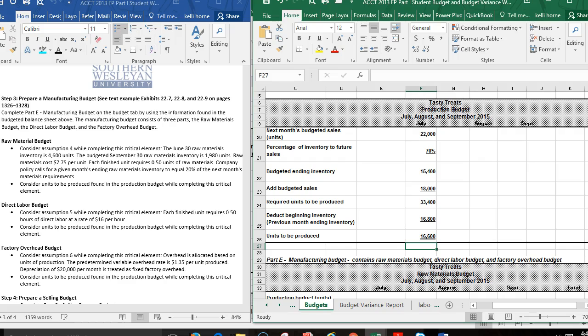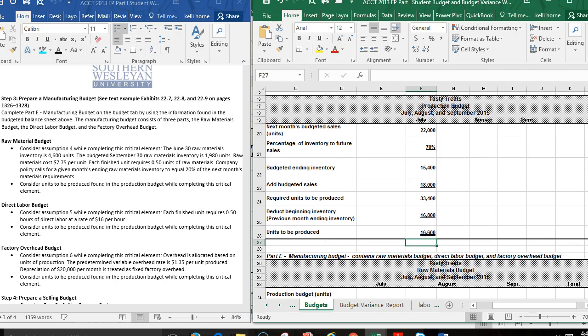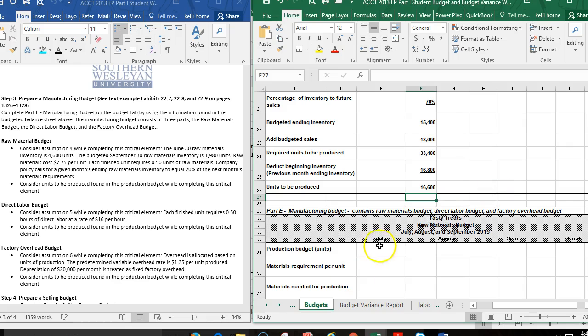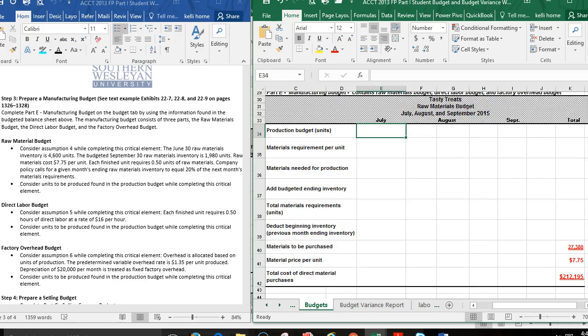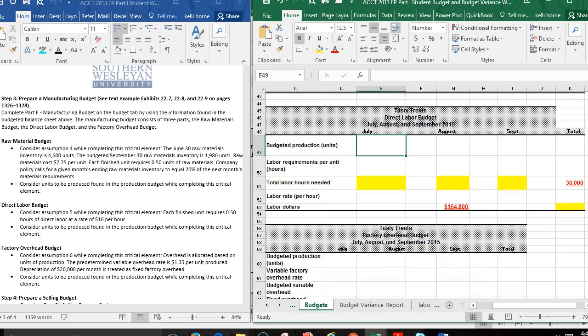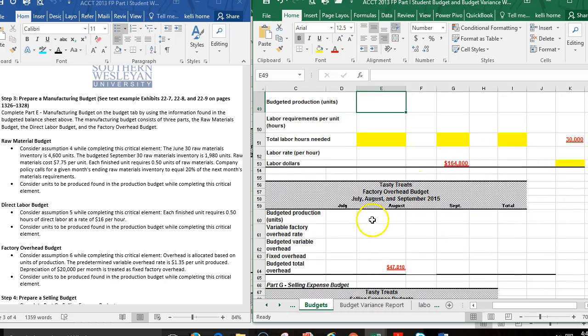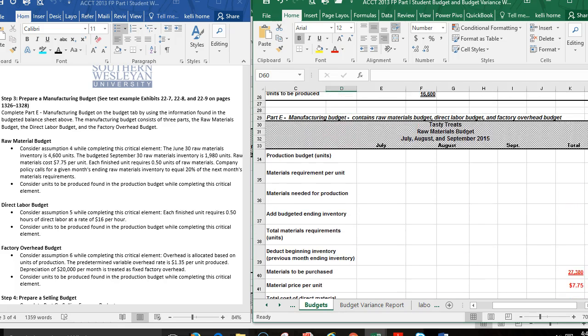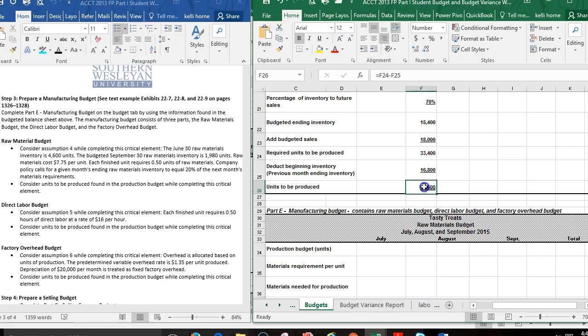I'll let you in on a little hint. As you prepare the manufacturing budget, that is always going to be your production budget units. When you do the raw material budget, when you prepare the direct labor budget for July, and when you prepare the factory overhead budget for July, you will always use that same number of units to be produced for July. So having said that, I'm just going to go ahead right now and enter 16,600 units to be produced in July.